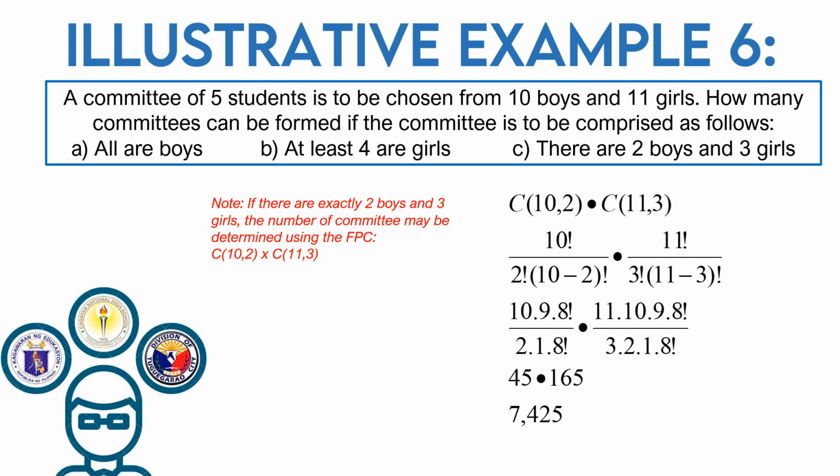So that simplifies to 10 times 9 times 8 factorial over 2 times 1 times 8 factorial, times 11 times 10 times 9 times 8 factorial over 3 times 2 times 1 times 8 factorial, which when simplified will give us 45 times 165, or that gives us a product of 7,425.